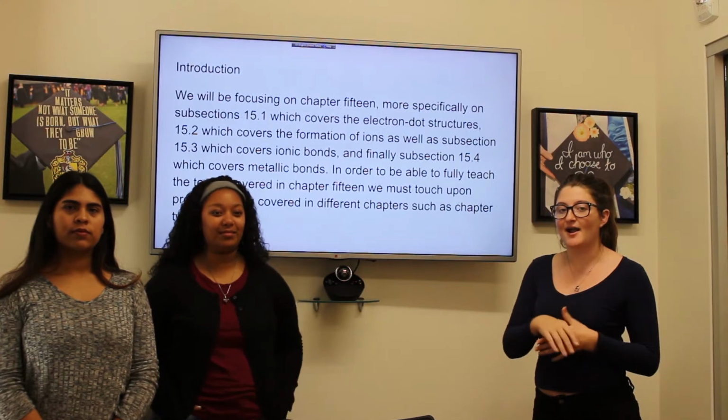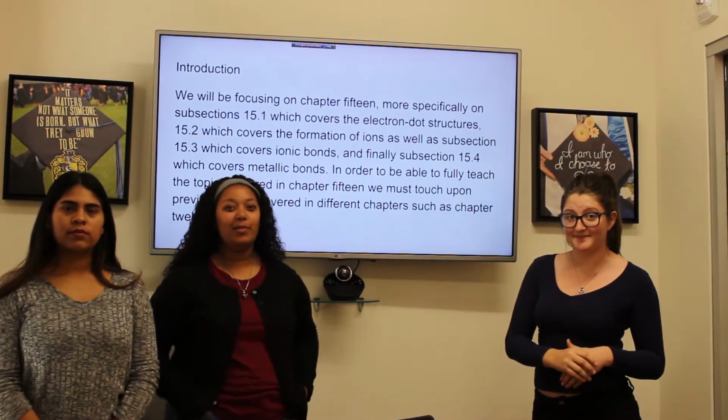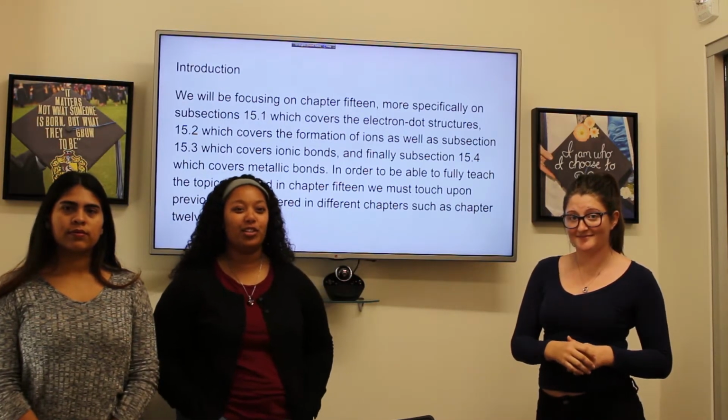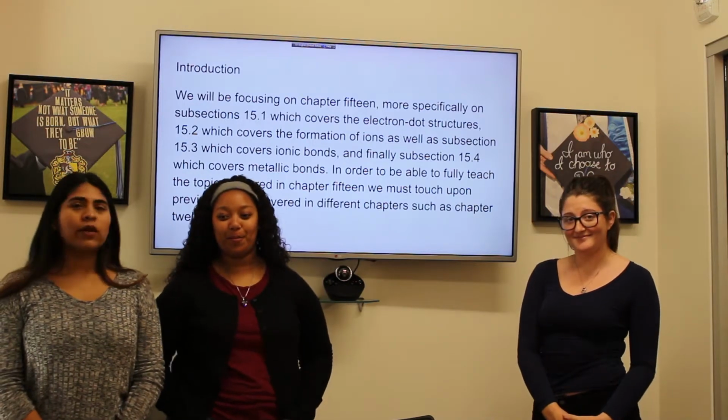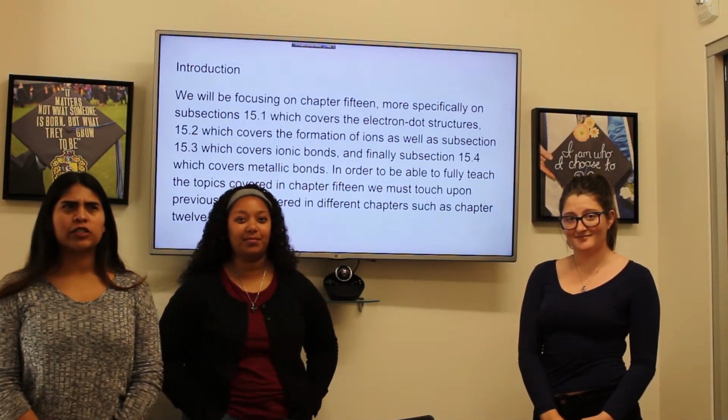I'll be doing the ionic bonds and metallic bonds. I'll be focusing on the electron dot structure as well as the shell model. And I will be focusing on ionic formations.